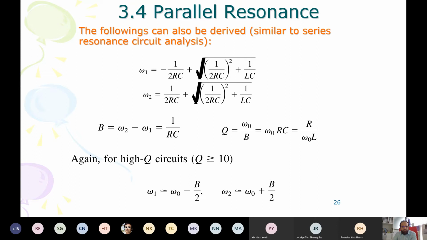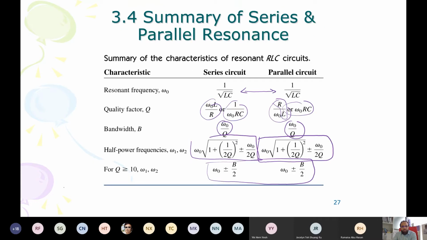So almost the same values, and similar formulas again for high Q. It's plus and minus, and these are the relationships. You can see that this is the reciprocal, this one is also the same, and this one is also the same. So very similar. We can find the values for all these things.